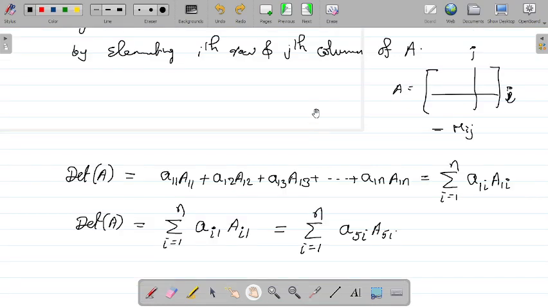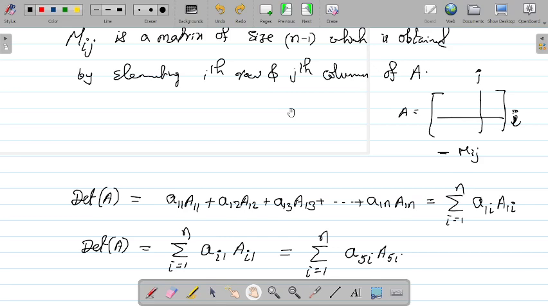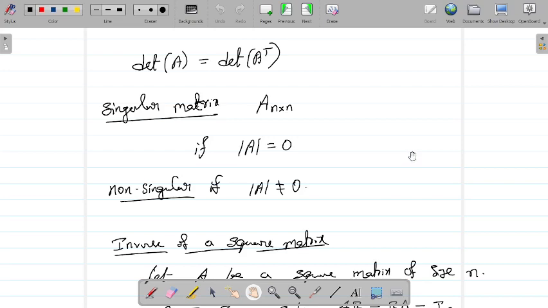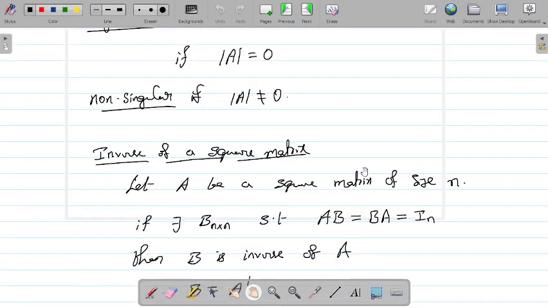And we have defined determinant in terms of cofactors. You just take any row or any column, multiply each entry in that row with the corresponding cofactor, and then add all of them. That will give you the determinant. And we have seen what is a singular matrix and a non-singular matrix.